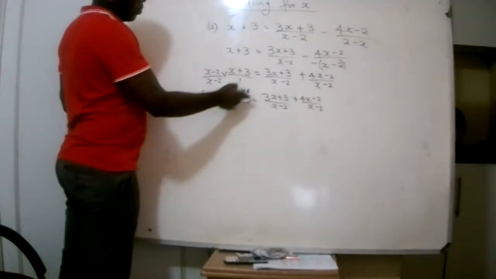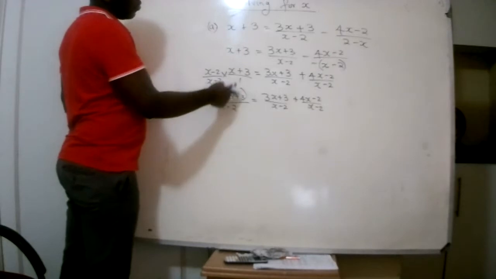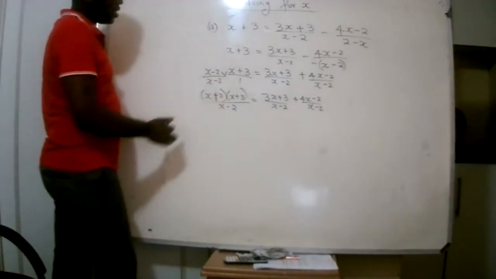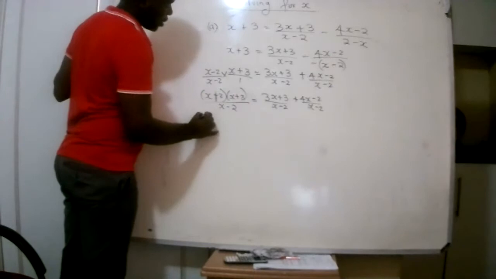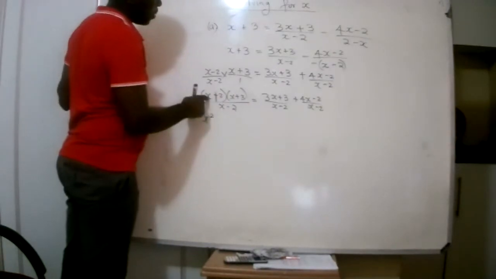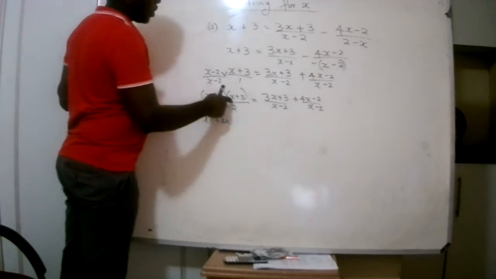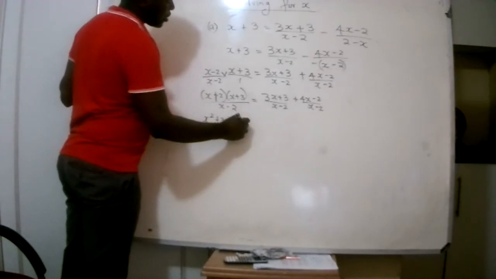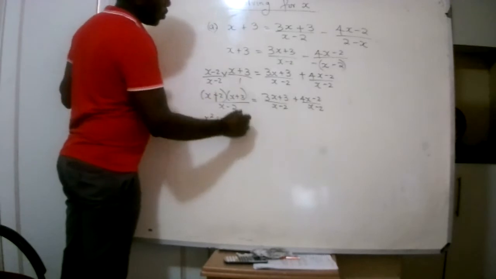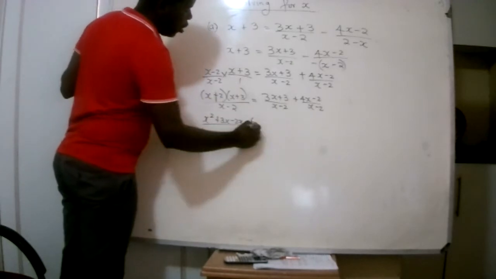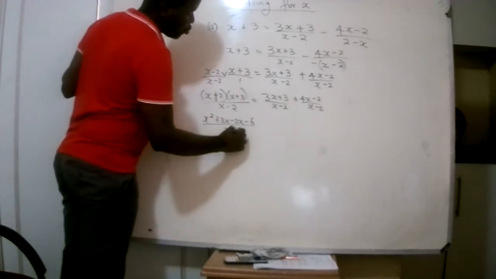So we find the product on the numerator of this fraction on the left-hand side. So x we multiply with x and we obtain x squared. We multiply x with 3, we obtain plus 3x. We multiply negative 2 with x, we obtain negative 2x. We multiply negative 2 with 3, we obtain negative 6. And all this we divide by x minus 2.